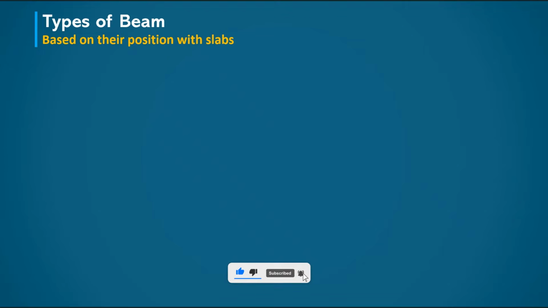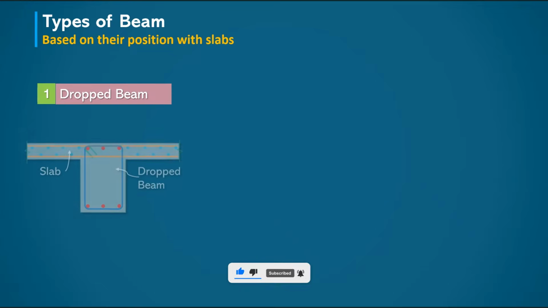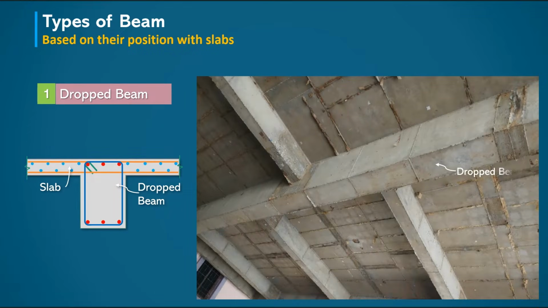So, begin with the drop beam. This is the most familiar type of beam. It projects below the slab level and is widely used in the residential and commercial structures.